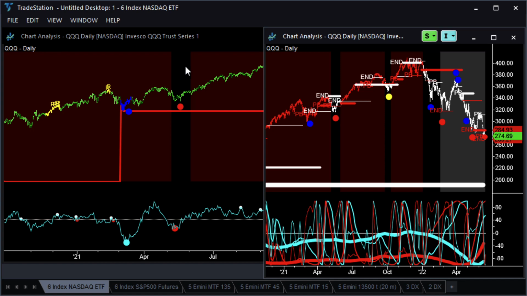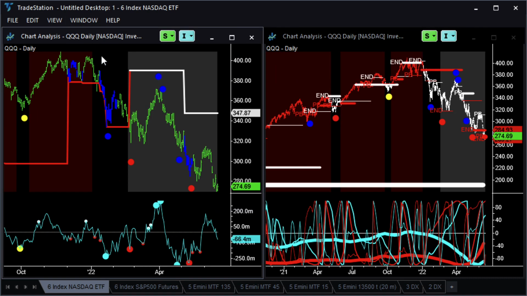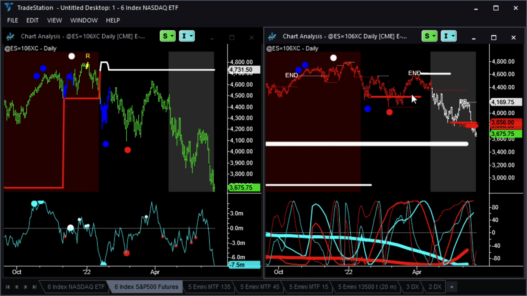I've messed these up temporarily. Let me just fix that. This is arranged vertically like that. There we go. But on the E-mini, exactly the same thing going on, but the end of trend hasn't signaled quite yet. So this is the continuous contract day and night E-mini.